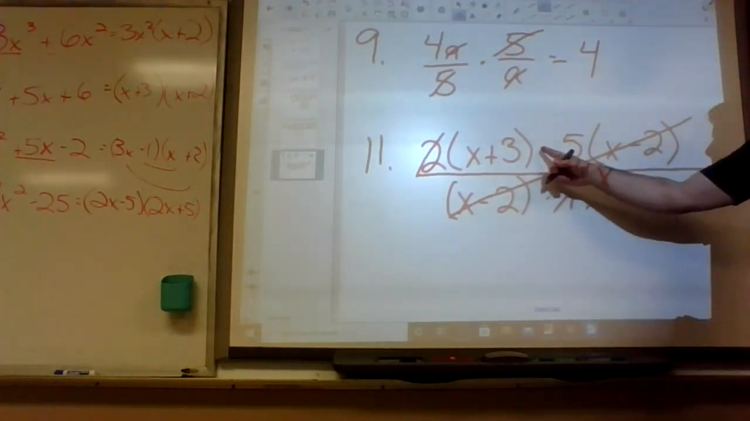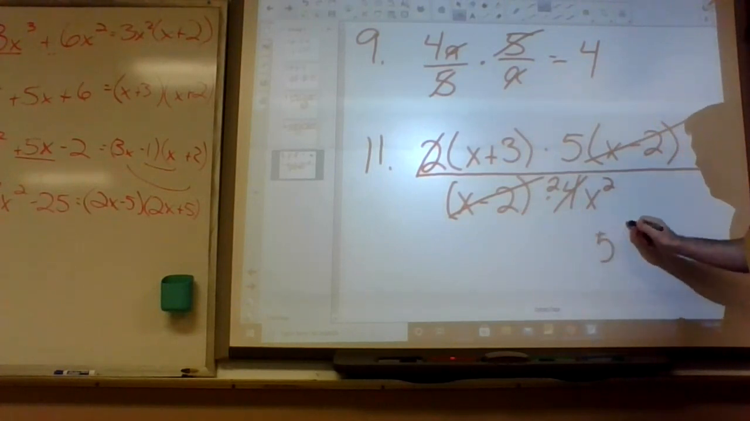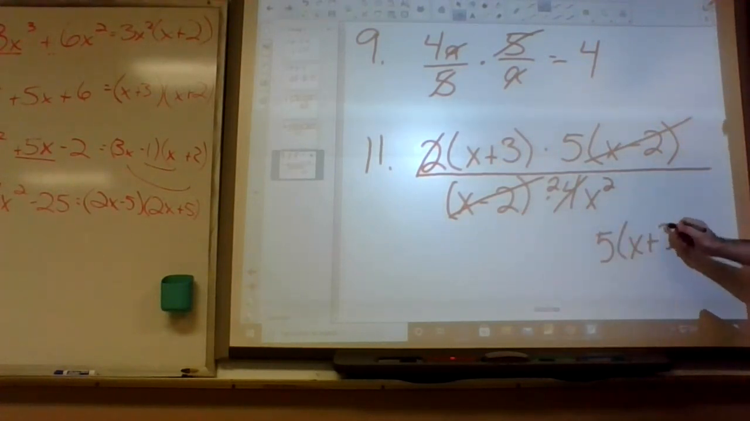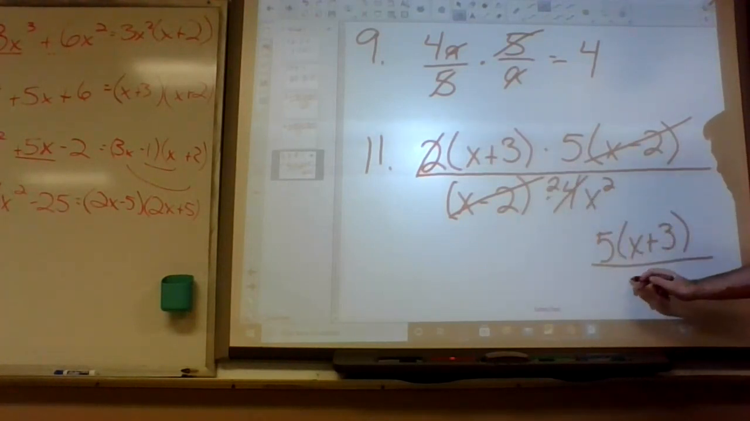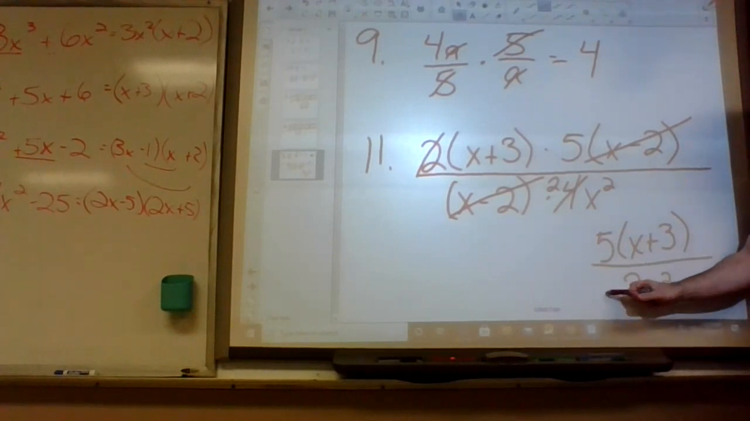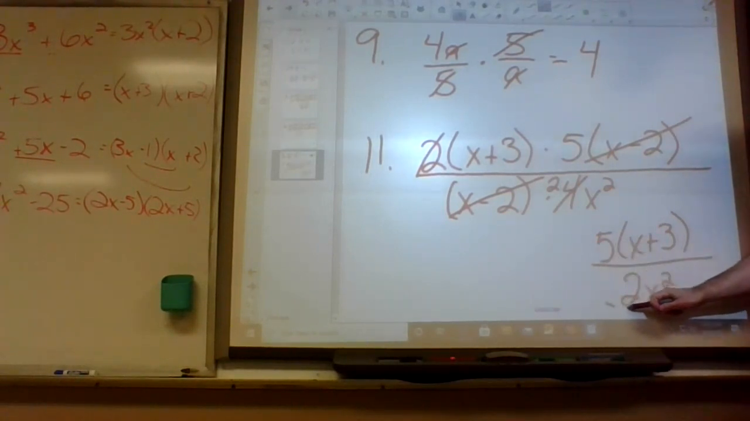Okay, so here's what I'm gonna write. 5x plus 3, order doesn't really matter, but over 2x squared. If you write your answer and you see something else would have reduced, you can go ahead and do that.